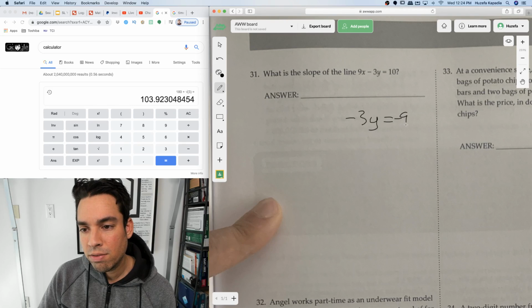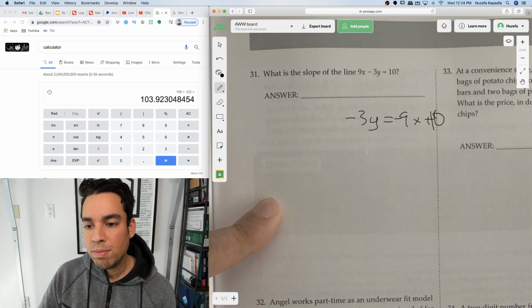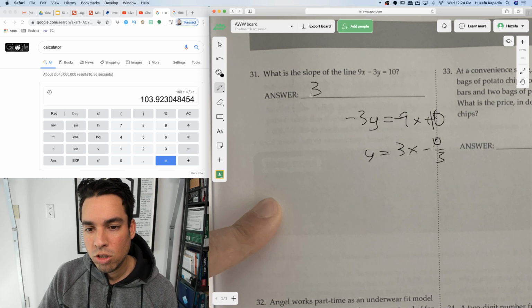Negative 3y equals negative 9x plus 10. Oops, divide by negative 3: y equals positive 3x minus 10 thirds, right? Divide by negative 3. There's my slope, which is multiplying the x, which is 3.